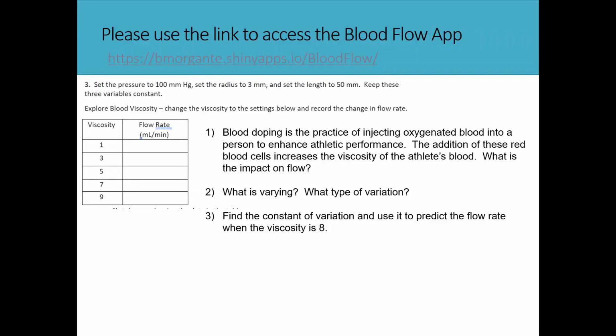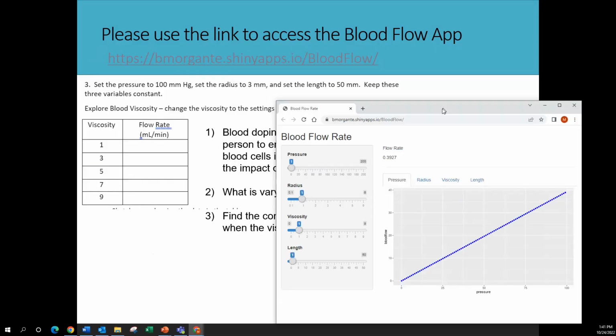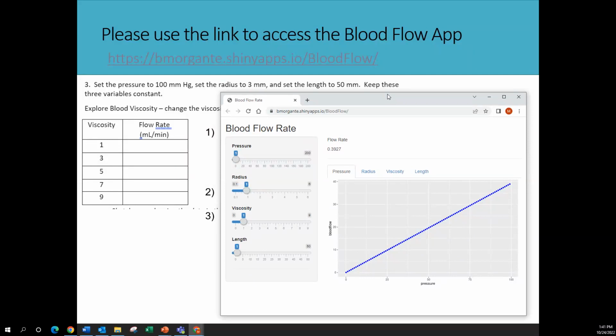In this example, we're going to be using the app again to look at the relationship between viscosity and flow rate. So we are told here at the beginning that we are to set the pressure, the radius, and the length constant. So I have the app, and I'm to set the pressure at 100, do the little slider, set the radius to 3, and set the length to 50.